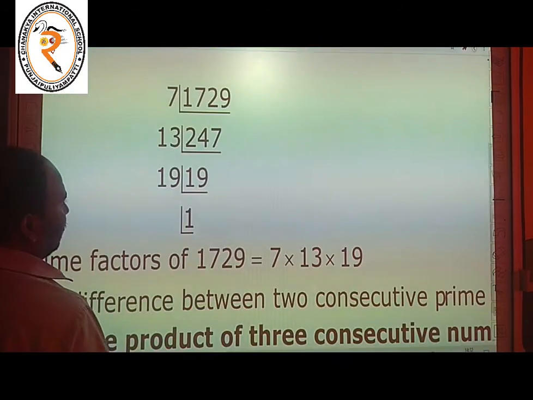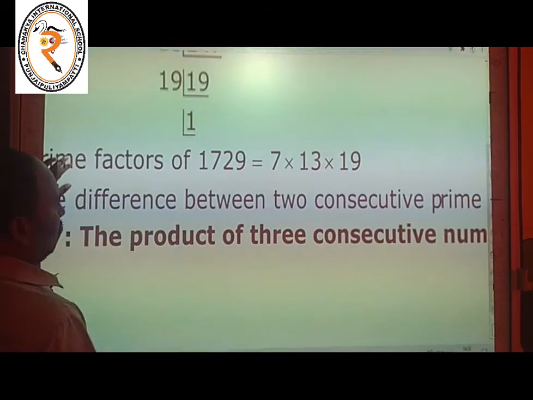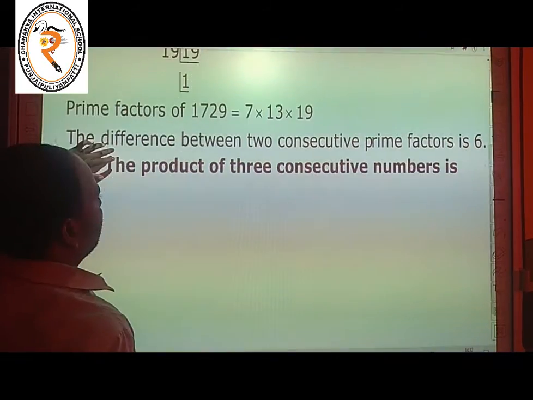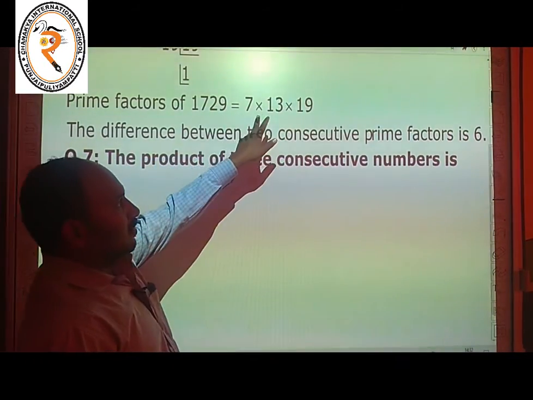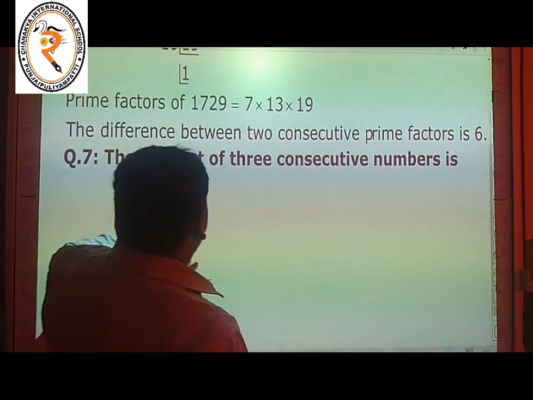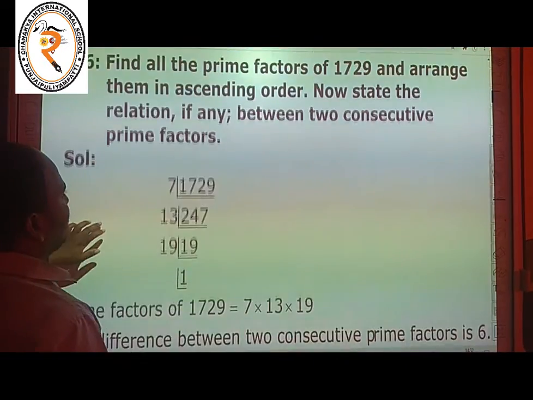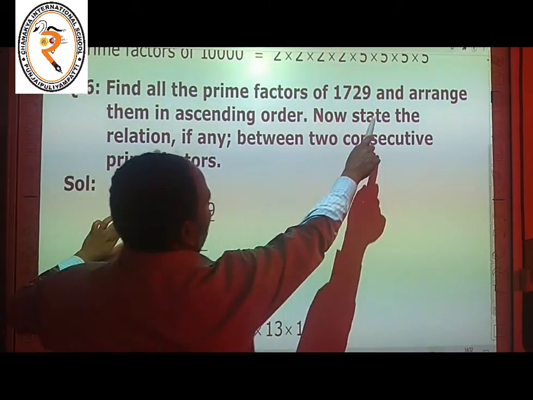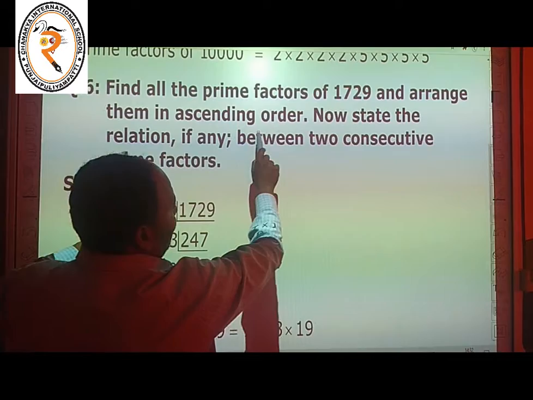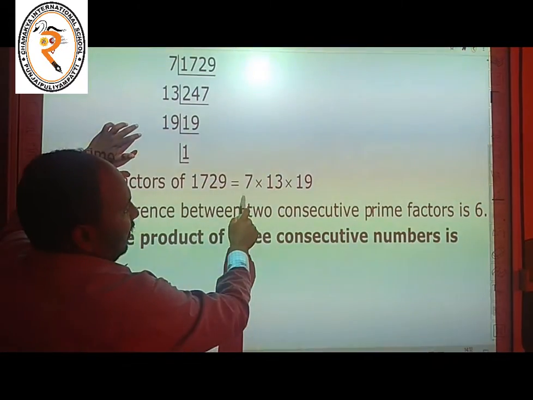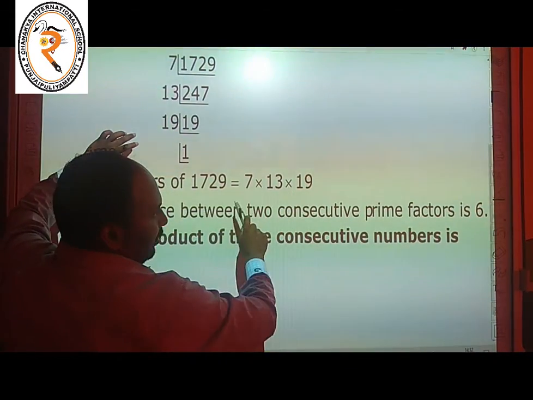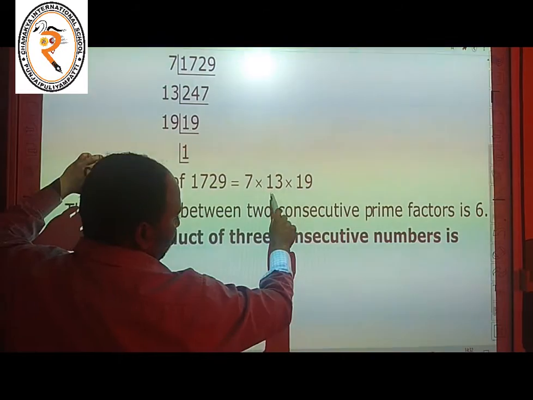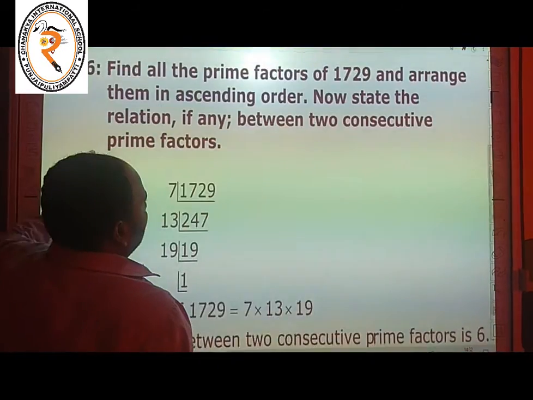But our question part is prime factors of 1729, which is equal to 7 into 13 into 19. Our question part is also to arrange them in ascending order. This is ascending order: 7, 13, 19. Ascending order means small to big.